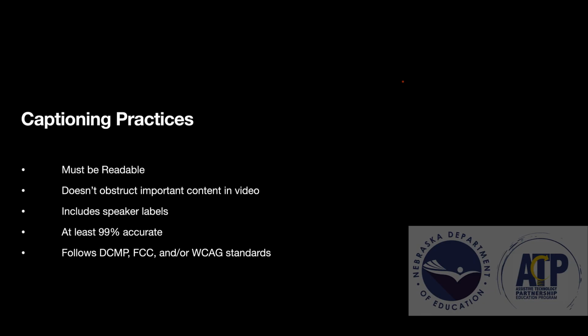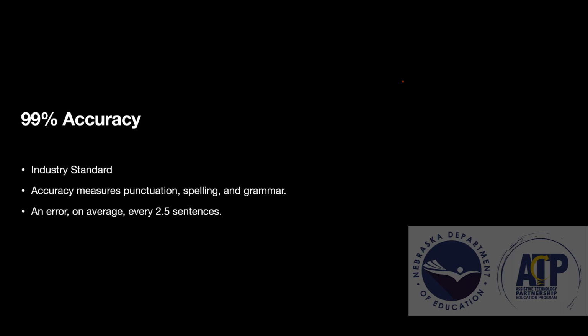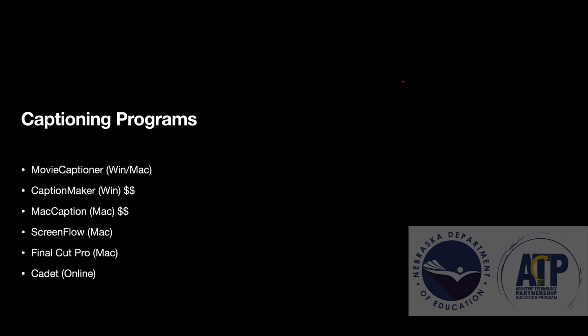The last thing is captioning. So when you're working with captioning, you want to make sure that your captioning is readable. It doesn't obstruct the important content in the video. It includes the label of the speakers. It should be 99% accurate, and there are some rules and standards that you can follow when you're creating captions. Again, 99% accuracy is the industry standard. So basically that's one error every 2.5 seconds, or sentences, I'm sorry.